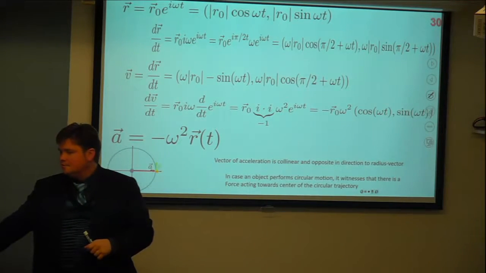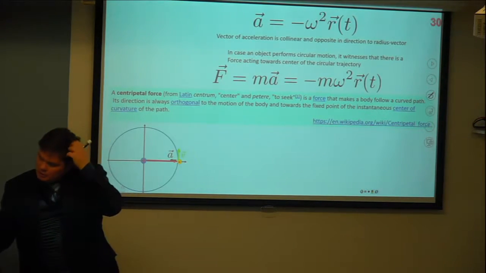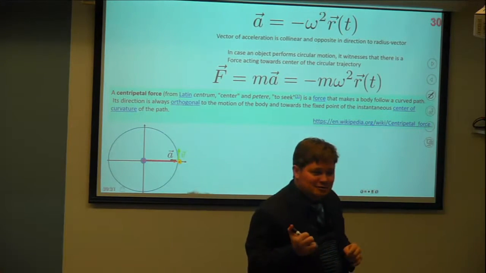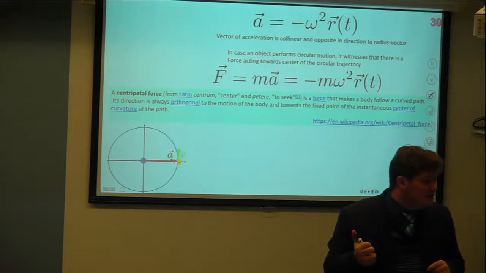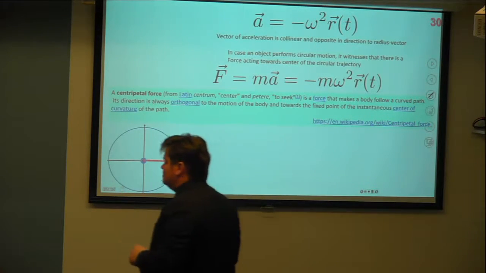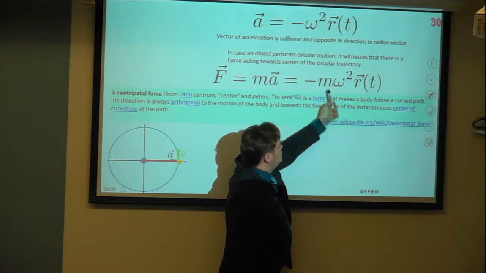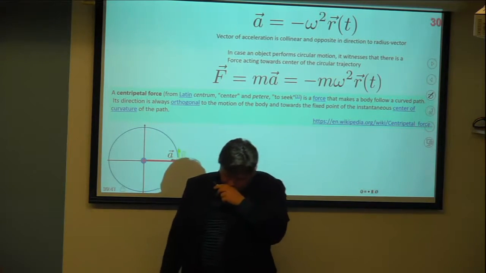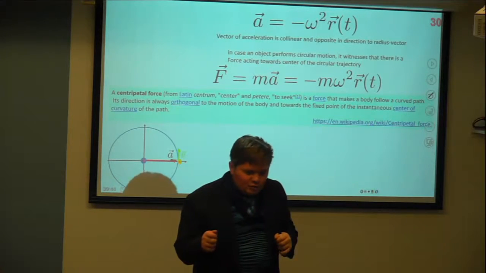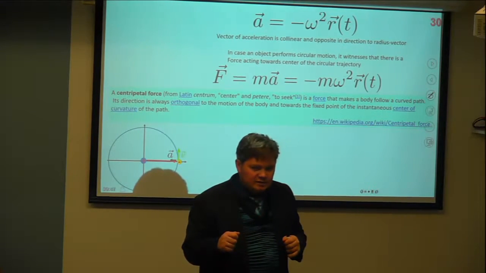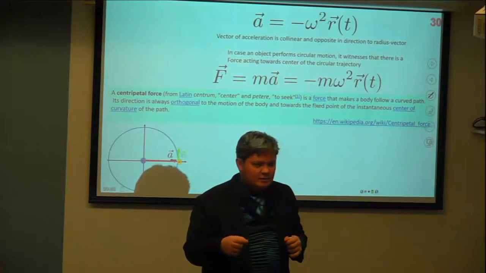And if we believe Sir Isaac Newton, then force is mass times acceleration, right? So we just multiply by mass. So if an object moves on a circular trajectory, it means that there is a force toward the center.